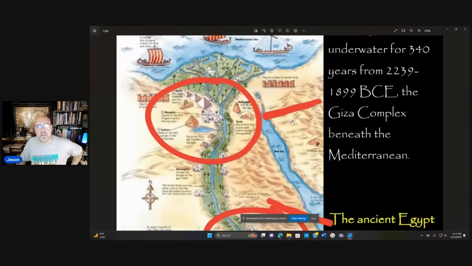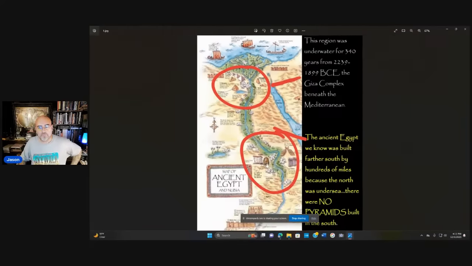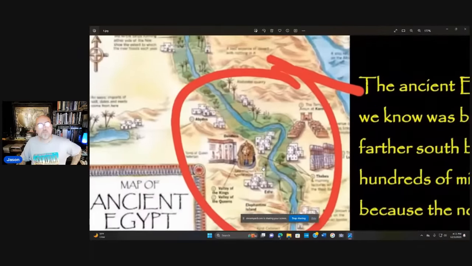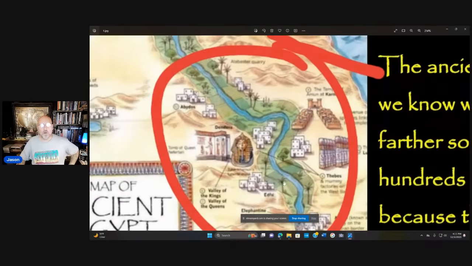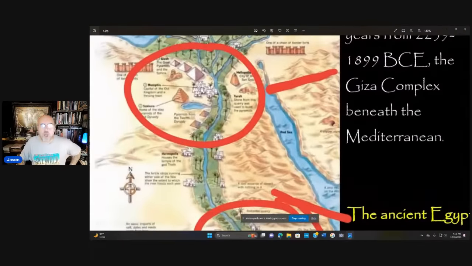416 miles to the south is another Egypt. This is why in the ancient world, it was always called two Egypts. Always. It's called the two kingdoms. It was called the two Egypts. Look down here, guys. Down here, they buried pharaohs in the Valley of the Kings. That's where they found King Tut. That's where they found all the pharaohs, in the Valley of the Kings. Did they ever find any mummies in pyramids? No.